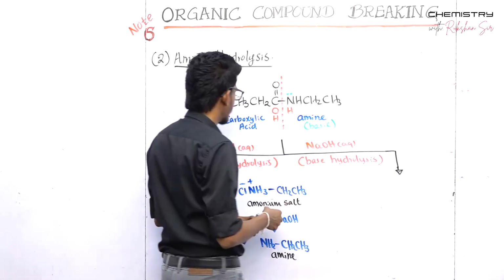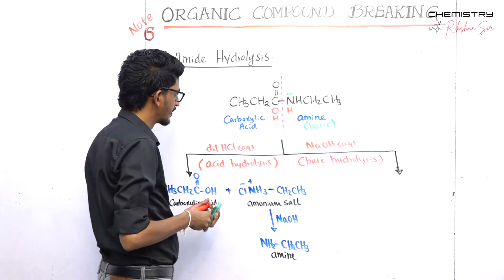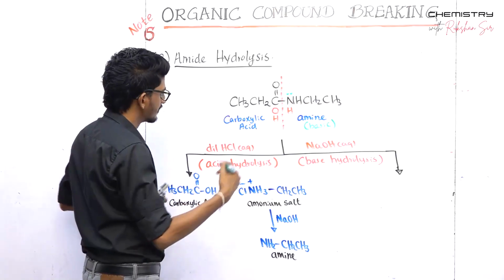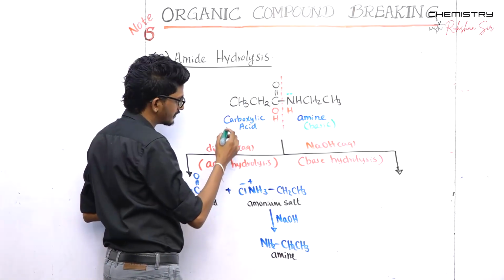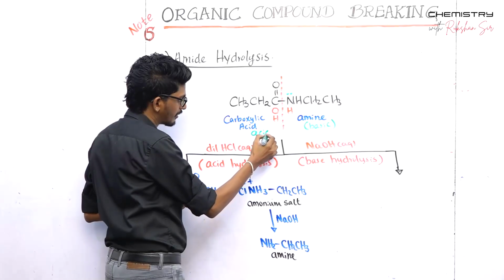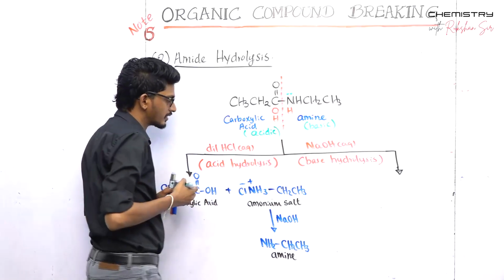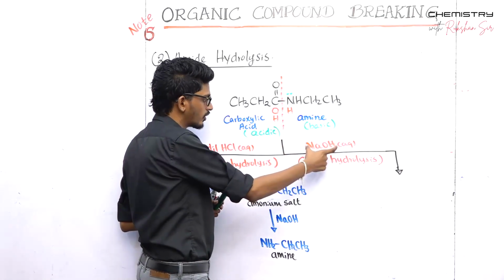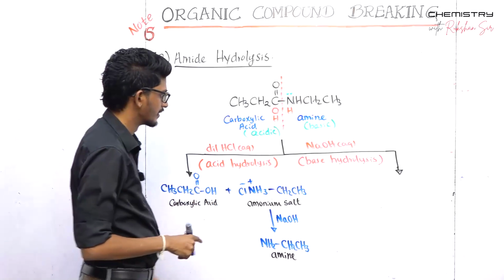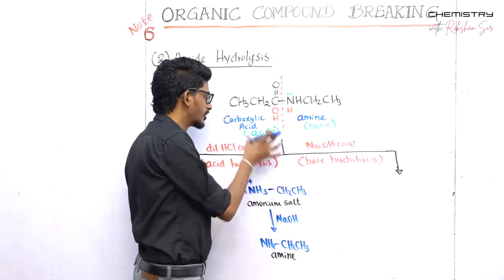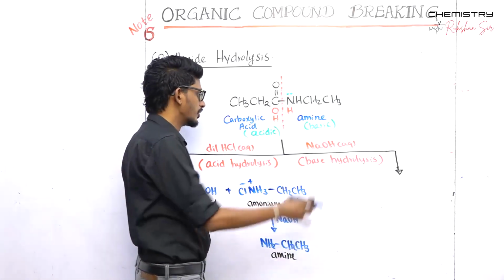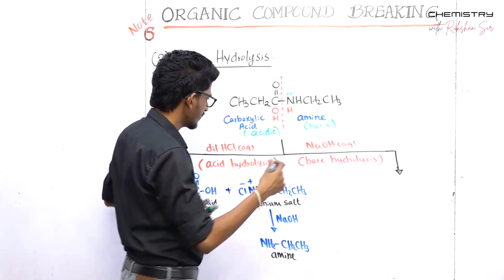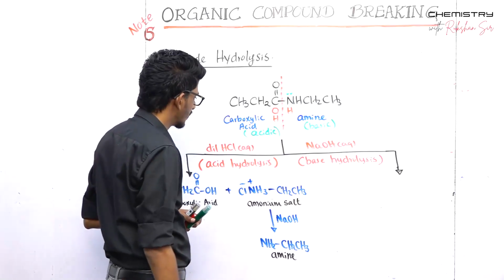The carboxylic acid which is formed by the hydrolysis is acidic. Then what will happen? That acidic product will react with your base here. Even after the reaction, the catalyst NaOH is still there after producing the carboxylic acid. That NaOH will react with the carboxylic acid in an acid-base reaction, so you will come up with the salt here.